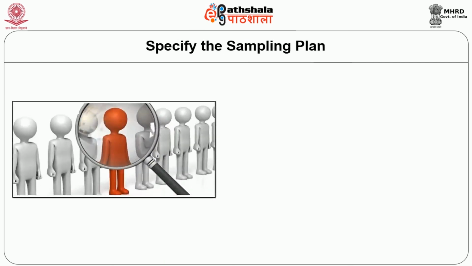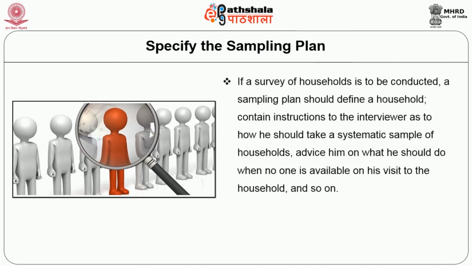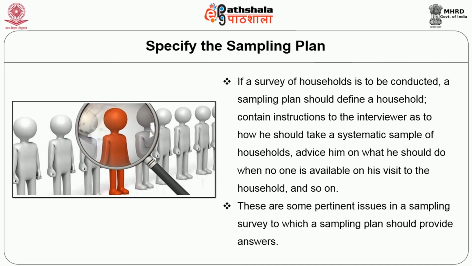This means that one should indicate how decisions made so far are to be implemented. For example, if a survey of households is to be conducted, a sampling plan should define a household, contain instructions to the interviewer as to how he should take a systematic sample of households, advise him on what he should do when no one is available on his visit to the household, and so on. These are some pertinent issues in a sampling survey to which a sampling plan should provide answers.